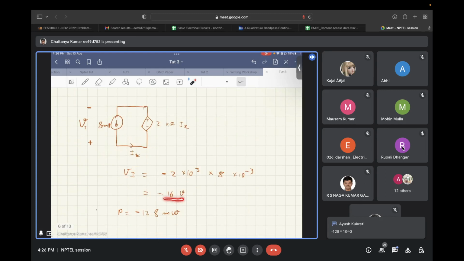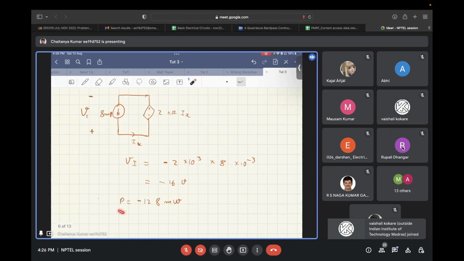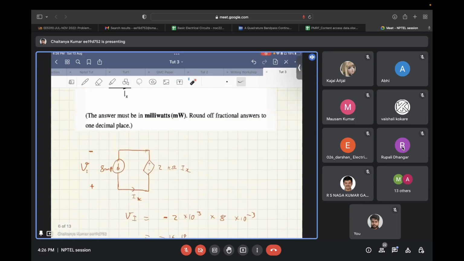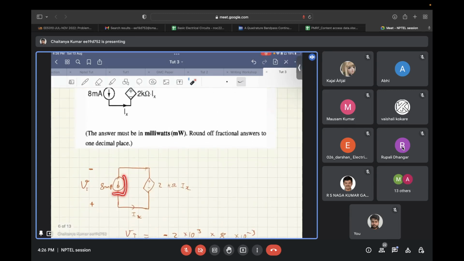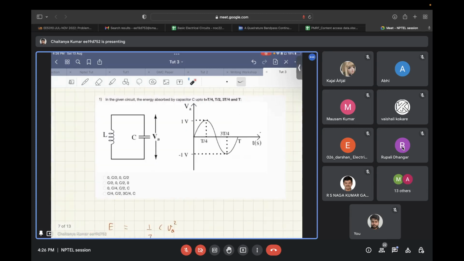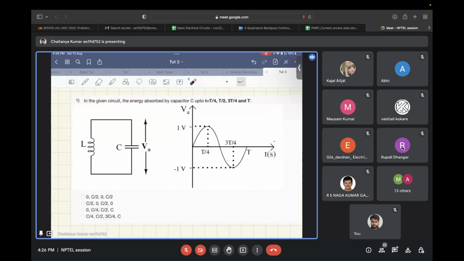So if the voltage is minus 16 volts and the current that is flowing is 8 milliamps, your power delivered is minus 128 milliwatts. And since it is minus 128, that means in actual this 8 milliamp current source is absorbing power and not delivering power. Okay, now solve this question.